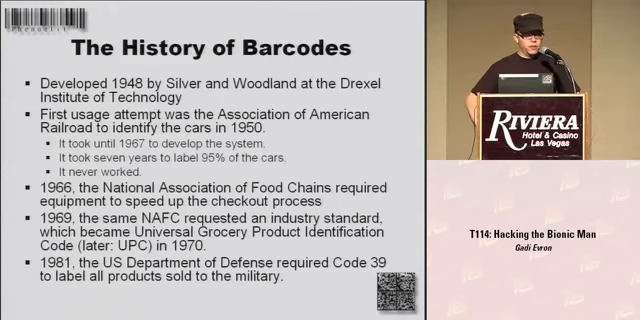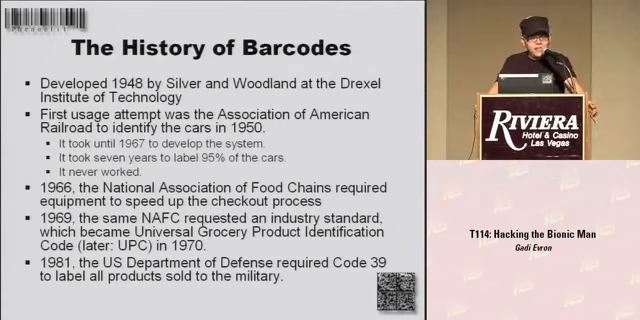What about the history of barcodes? They got developed in 1948 by two people. The first usage attempt, and that's actually really funny, was the American railroad people, who tried to barcode all the cars that they have. It took them 17 years to label all the cars, and then the system didn't work. It never did. At that point in time, people figured barcodes are useless.